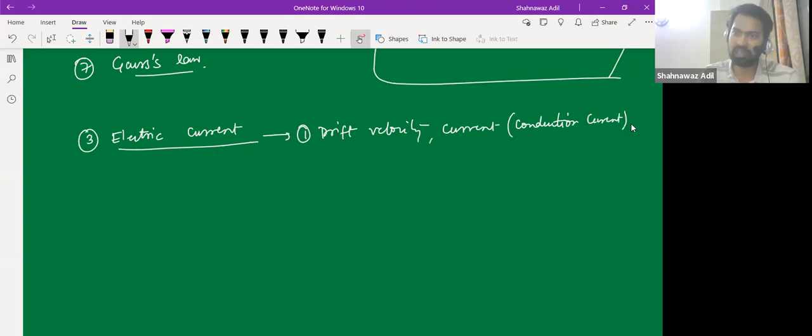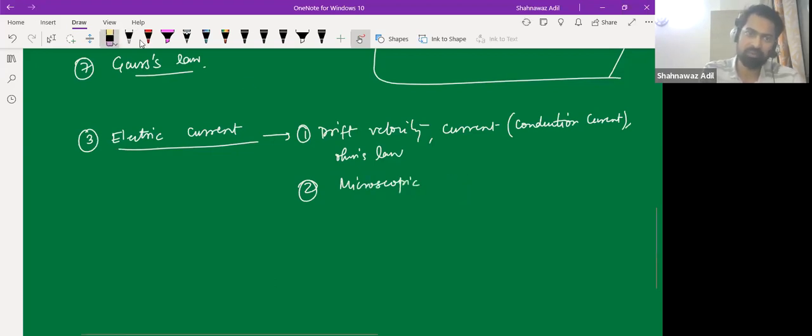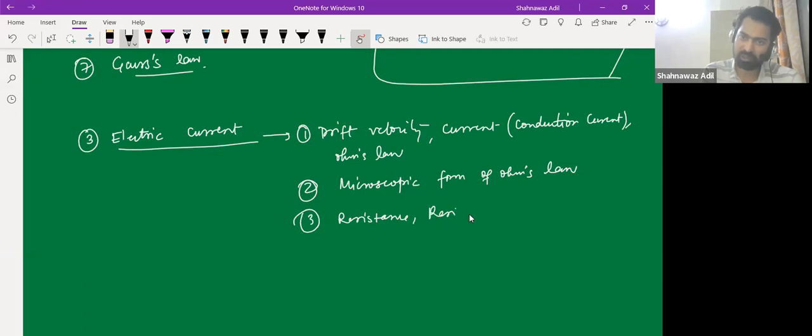So we talked about conduction current, then Ohm's law, and then we saw the relation between drift velocity and current. Then we also talked about the microscopic form of Ohm's law, current density, right? And then resistance, resistivity, mobility, conductance, conductivity. All these things we did, right?